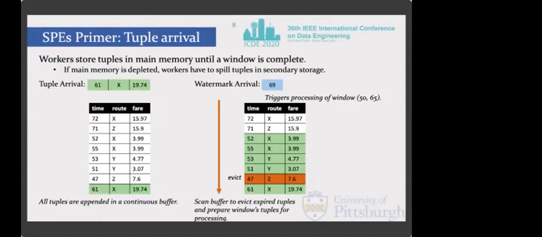In the example shown, the watermark with timestamp 69 triggers the processing of a window from timestamp 50 to 65. Hence, the worker scans the buffer and stages all corresponding tuples for processing. In addition, it evicts all tuples that have expired. In this work, we focused on the single buffer design as it offers minimal memory usage and optimal write amplification.